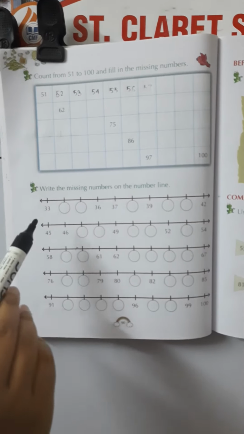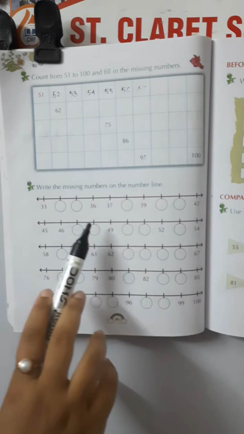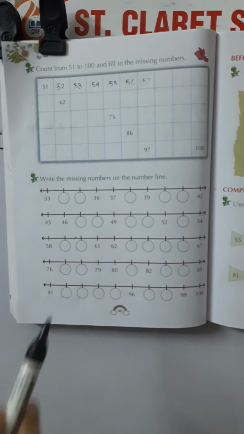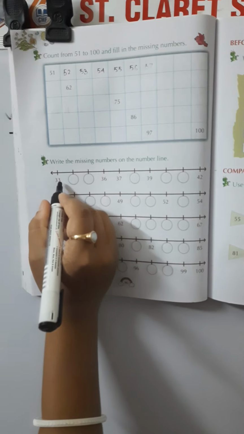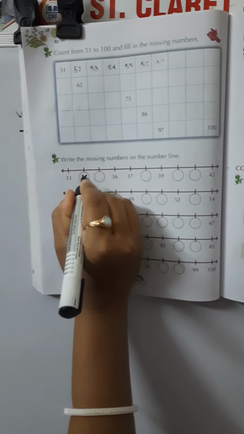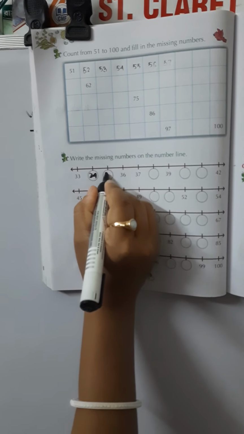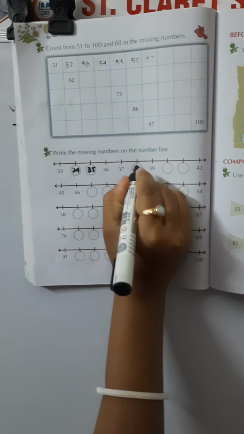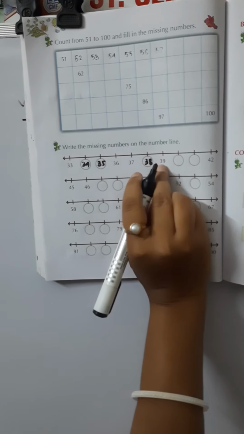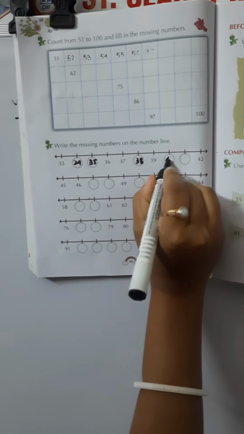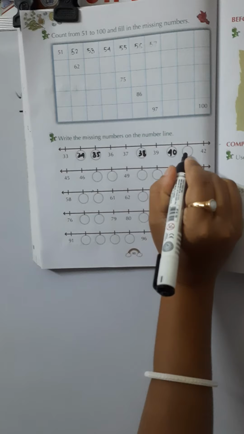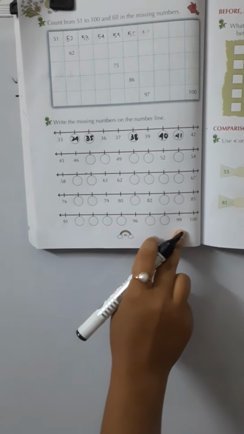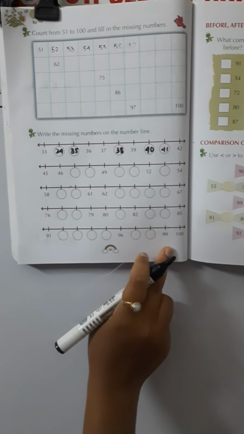We have to write the numbers in the number line. Some numbers are given and some numbers we have to write in this circle. So here the first number is 33, and after 33 comes 34, and after 34 comes 35. 36 is also written, 37 is also written, and after 37 comes 38. Then 39 is also written, and after 39 comes 40, then 41, and 42 is already written. Like this you have to complete this number line and write the missing numbers.